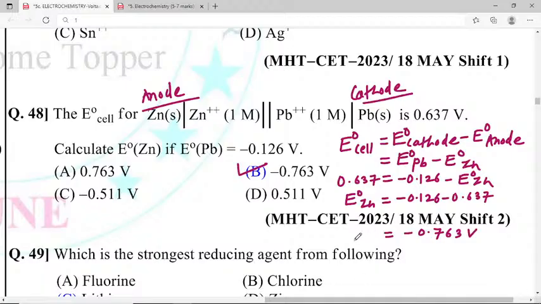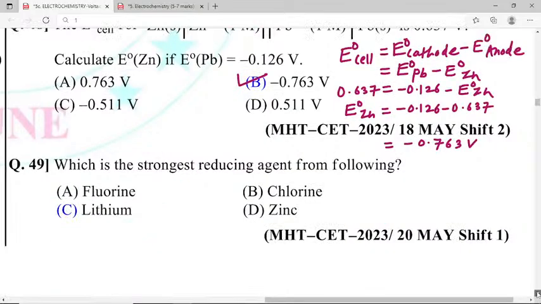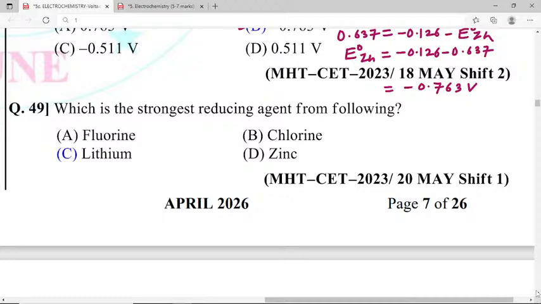Get it, everyone? Question number 49. Which is the strongest reducing agent from the following? Lithium. Lithium is the strongest reducing agent because it has a negative value, the highest negative value.